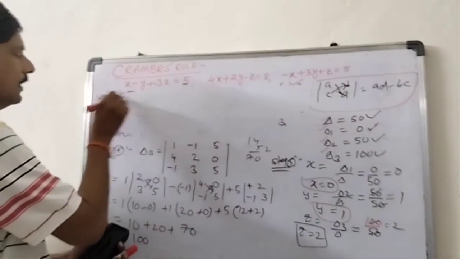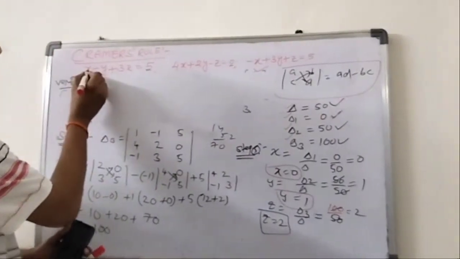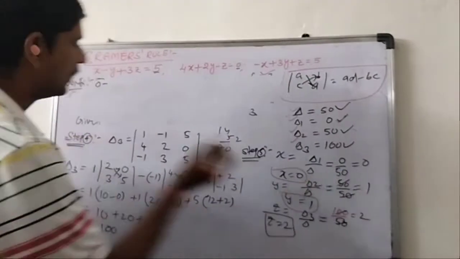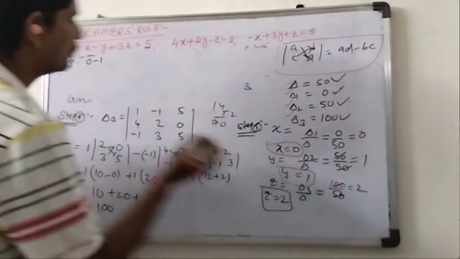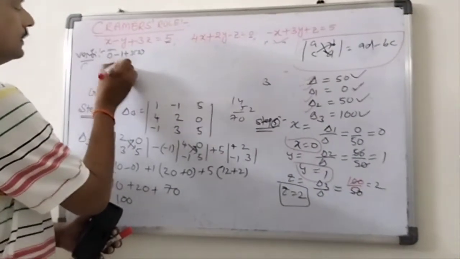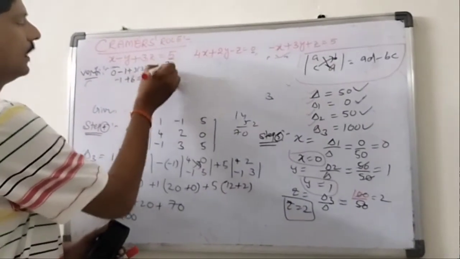For doubt verification, what is our x value? 0, so substitute 0 in the place of x. Minus, what is our y value? 1, so substitute minus 1 in the place of y. What is our z value? 2, so substitute 2 in the place of z. So minus 1 plus 3 into 2 is 6, 6 minus 1 is 5. 5 equals 5.